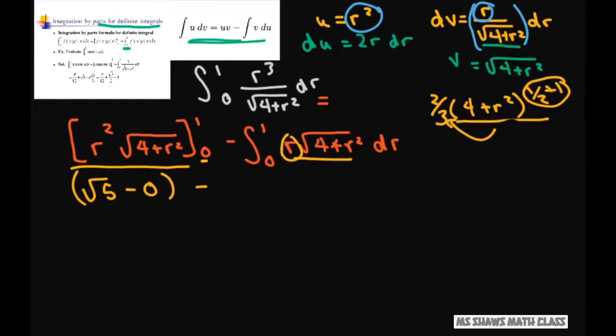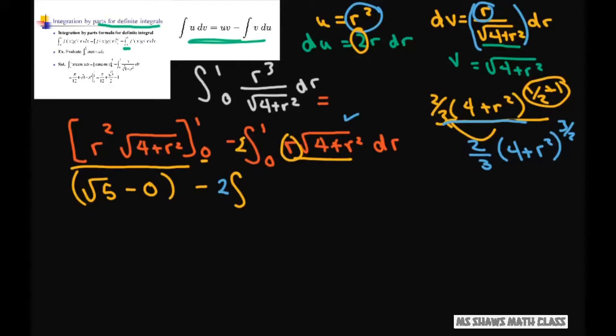So that's going to be minus the integral. Oh, we forgot the 2r. There's supposed to be a 2 there because I forgot to put the 2. Sorry about that. So we have our minus 2 there. And again, if you differentiate 2/3 times 4 plus r squared to the 3/2, you'll get this back. So that's why when I first did it, I just ignored the r, because you'll get the r back.